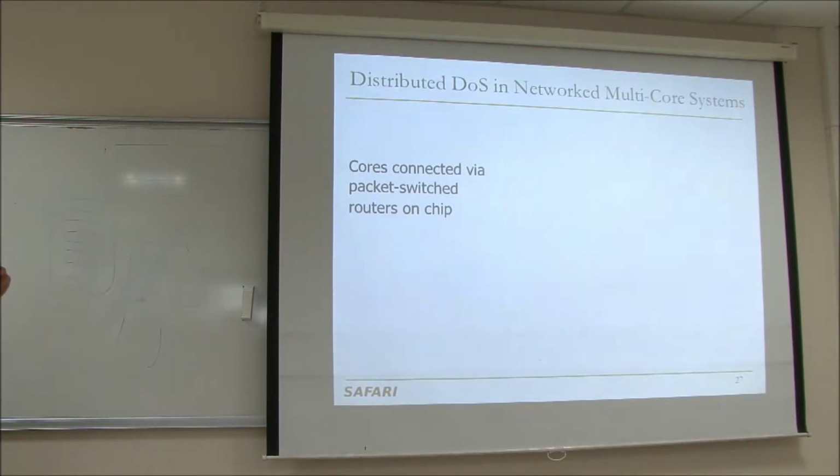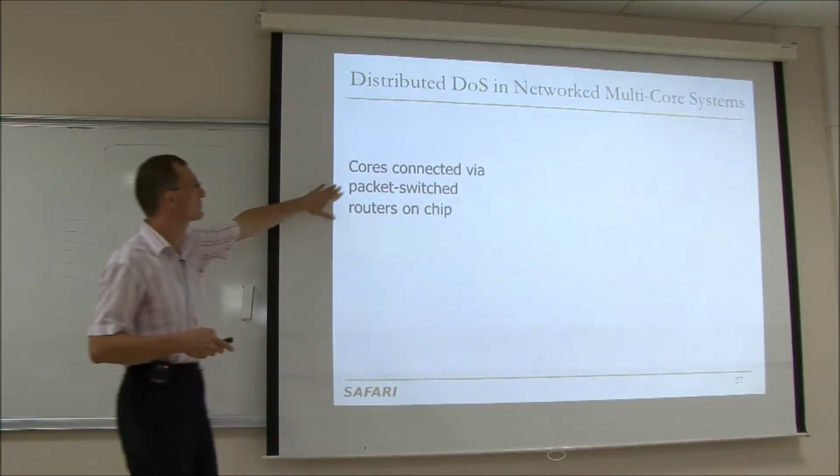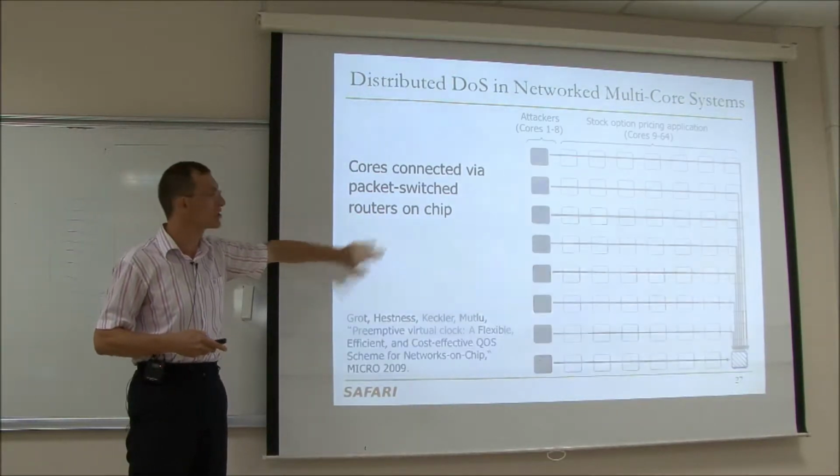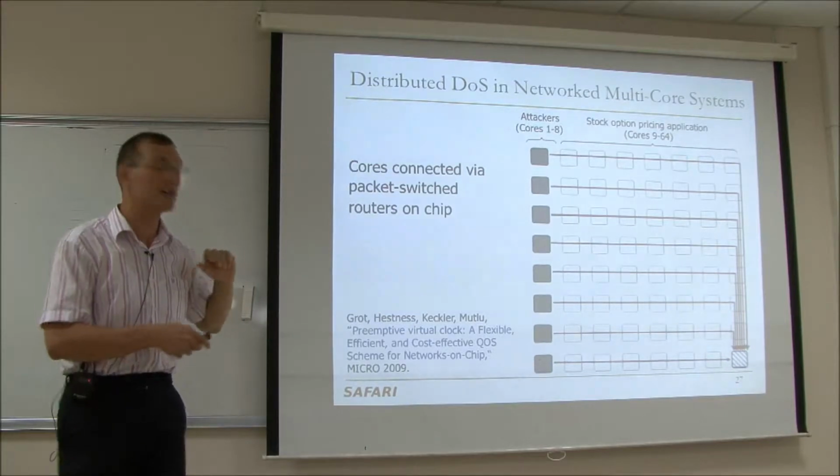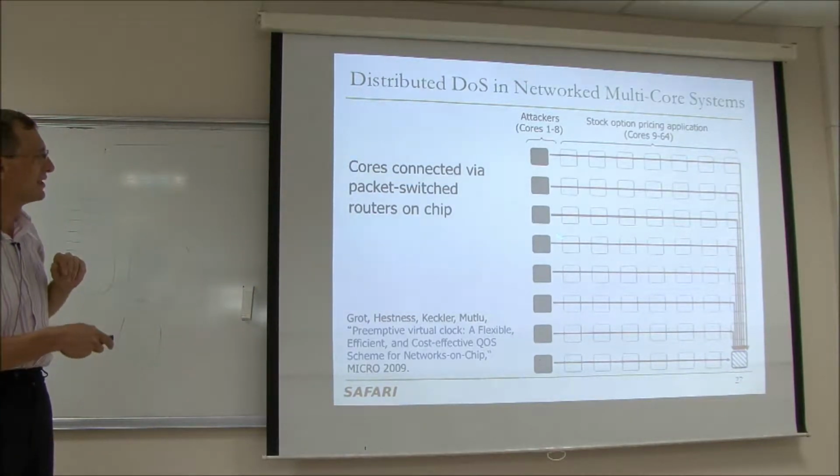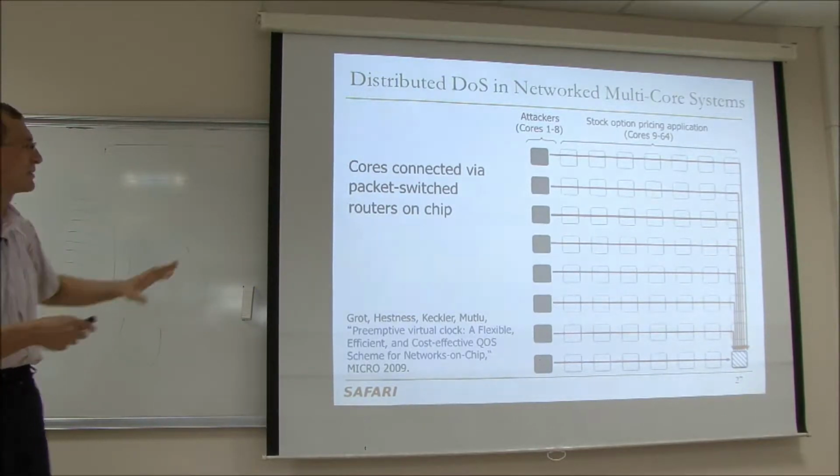We've talked about on-chip interconnects. You can connect the cores via packet-switched routers on chip. You get something like this. You can actually do denial of service on this also, right? And this may be unintentional. So this may be totally unintentional.